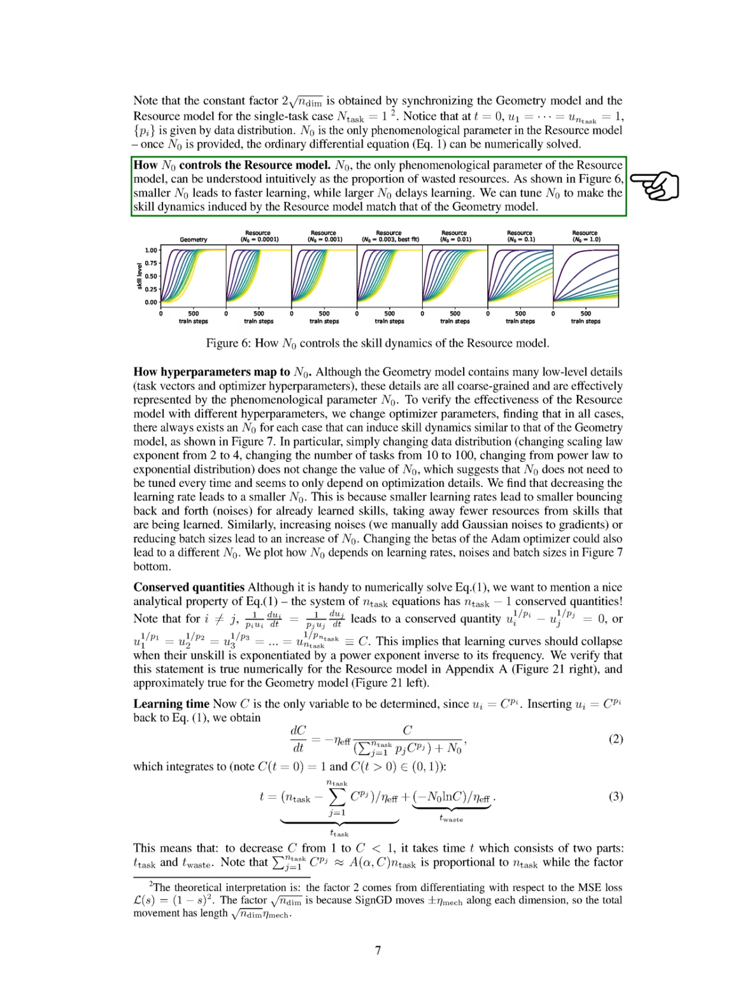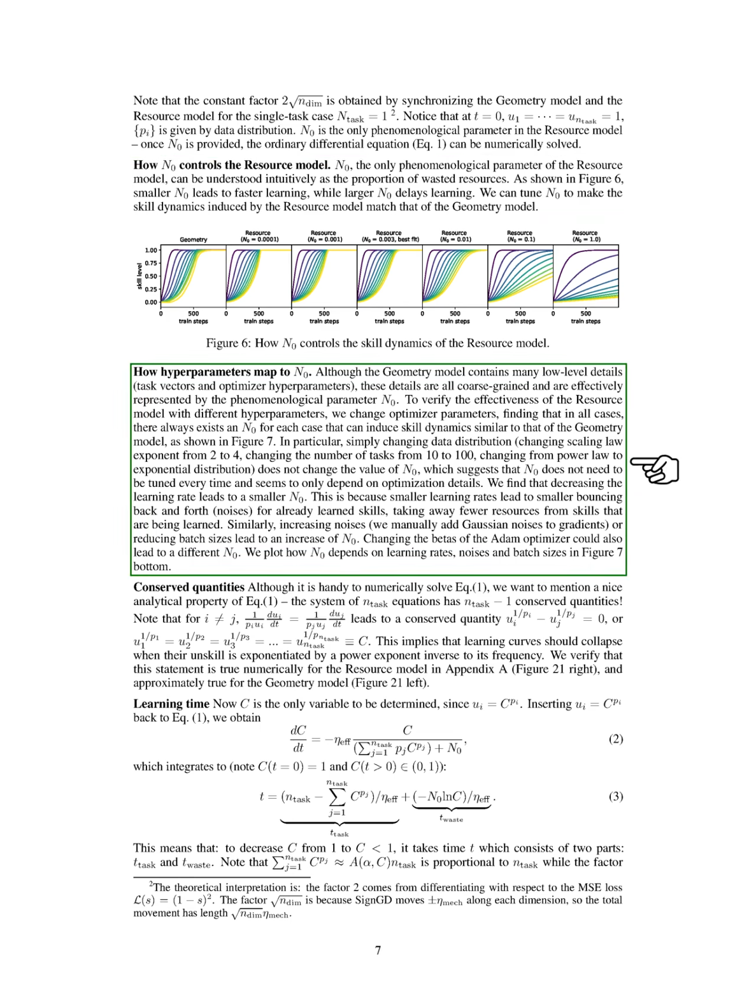Our findings show that a smaller N0 results in faster learning, while a larger N0 slows it down. We can adjust N0 to align the skill dynamics of the resource model with those of the geometry model. Although the geometry model includes many specific details, these can be effectively summarized by the parameter N0.